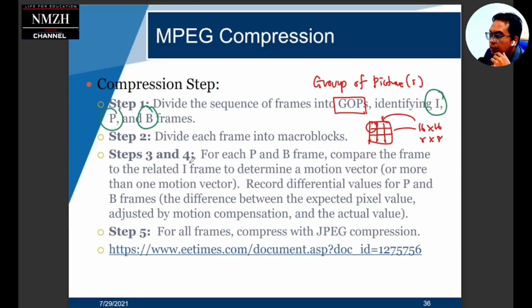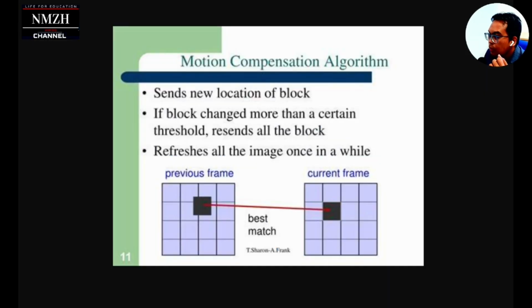So P and B compare the frame to the related I to determine the motion vector, or more than one motion vector. The P and B is basically back and forth. So record the differential value of P and B: the difference between the expected pixel value adjusted by the motion compensation and the actual value. So with motion compression, the pixel that was in the previous frame will be located in the new frame, right?